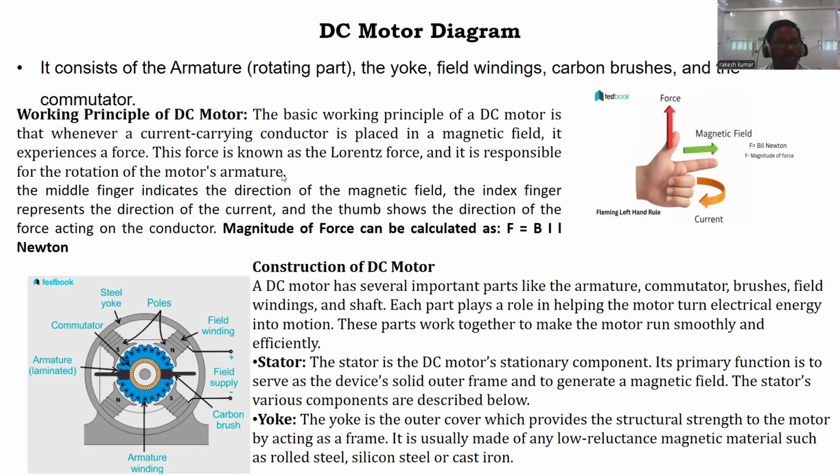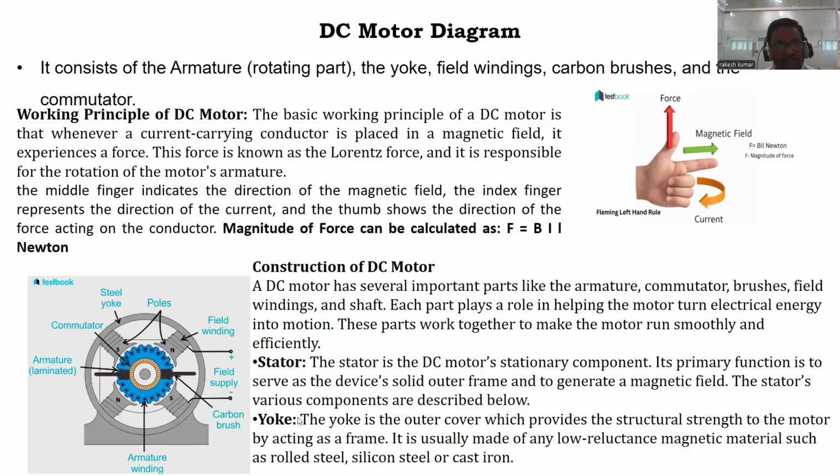The basic working principle of a DC motor is that whenever a current carrying conductor is placed in a magnetic field, it experiences a force. The force is known as the Lorentz force equation, which I already discussed in the earlier slide. It is responsible for the rotation of the motor's armature. In Fleming's left hand thumb rule, the middle finger indicates the direction of the magnetic field, the index finger indicates the direction of the current, and the thumb shows the direction of the force acting on the conductor. The magnitude of force can be calculated as F equal to BIL, the Lorentz force equation, based on Fleming's left hand thumb rule as shown in the figure.